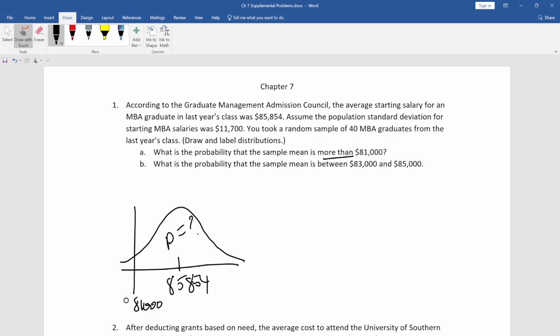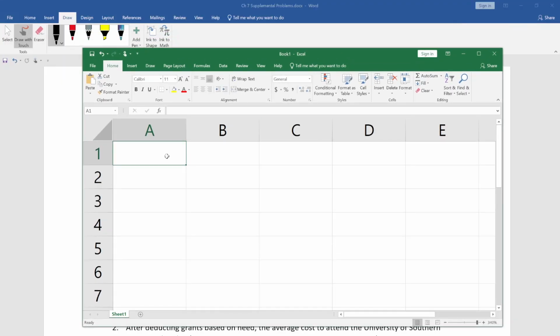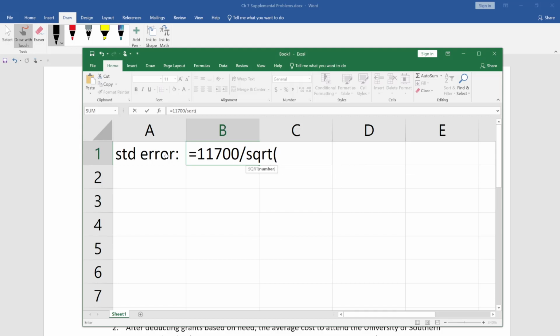So with these types of problems, when we're asking about the probability of a mean, whether you do it by Excel or by hand, your first step is going to be calculate the standard error. And that formula is your standard deviation divided by the square root of your sample size. So equals the standard deviation was 11,700 divided by the square root, SQRT, open parentheses, our sample size was 40. So this is our standard error.